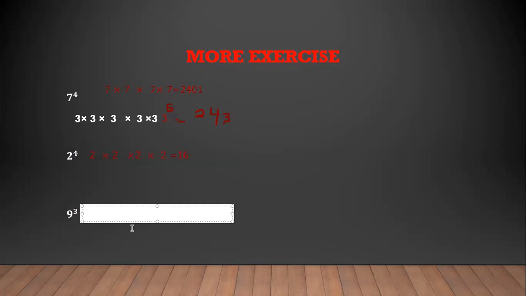9 power of 3. 9 power of 3 means the base value is repeated how many times? 3 times. 9 by 9 by 9. 9 by 9 is equal to 81. 81 by 9 is equal to 729. Okay, next example.